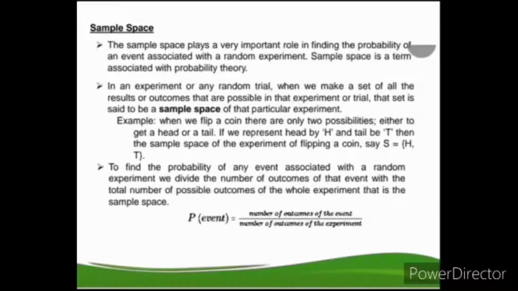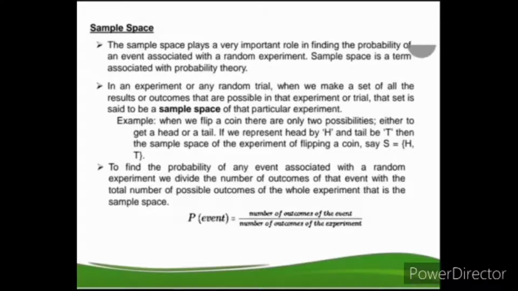The sample space plays a very important role in finding the probability of an event associated with a random experiment. Sample space is a term associated with probability theory. In an experiment or a random trial, when we make a set of all the results or outcomes that are possible in the experiment or trial, that set is said to be the sample space of that particular event.